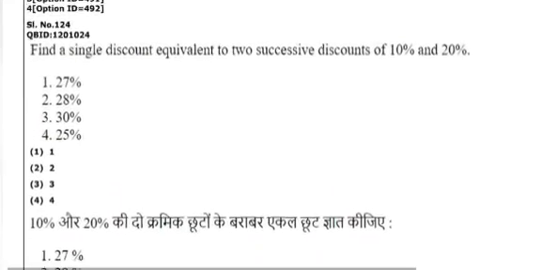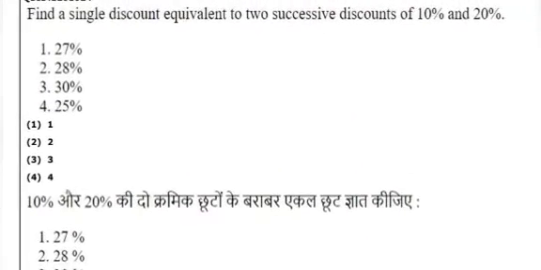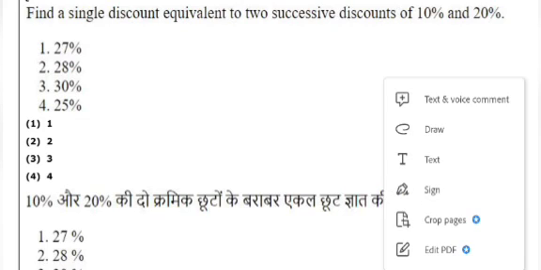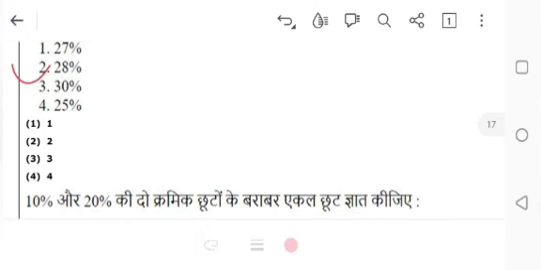Next question 24. Find a single discount equivalent to two successive discounts of 10% and 20%. 27%, 28%, 30%, 25%. The correct answer will be number B, 28%.